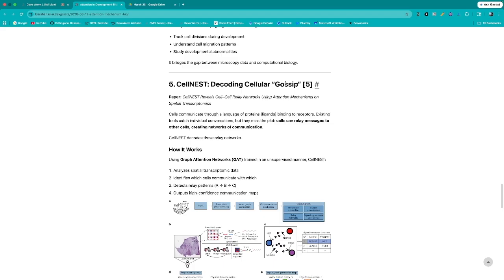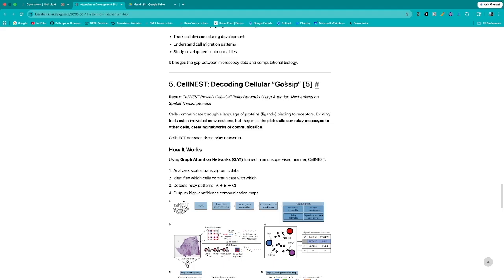So this is their approach. CellNest. Cells communicate through a language of proteins or ligands that bind to receptors. So we have all sorts of signaling, intracellular, that one cell sends another cell, and they have to receive that message through a binding site, and that ensures communication between cells. So we get these networks of communication. And so CellNest can decode these relay networks.